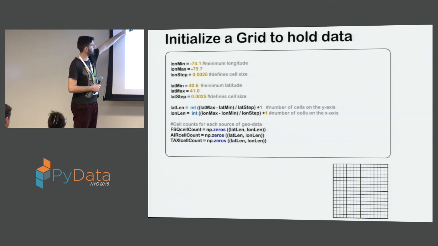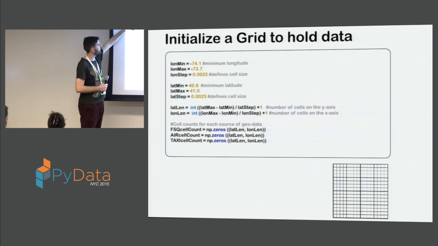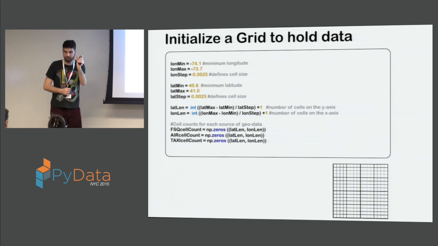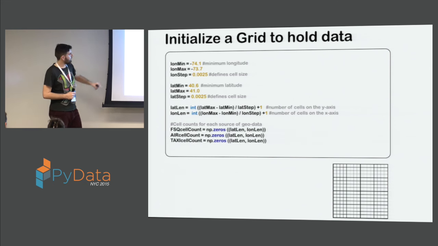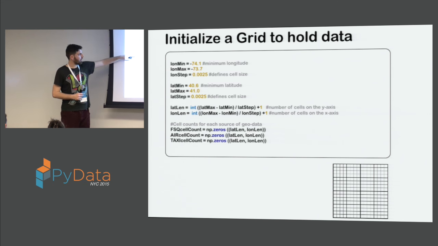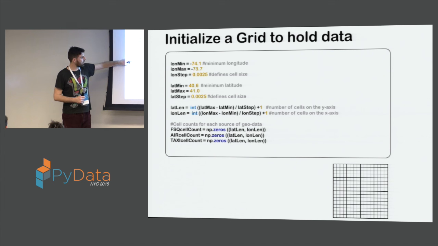So here we initialize a New York grid. That's how you can call it. We have a maximum and minimum longitude. We have a step which specifies the size of the cell. You can have bigger or smaller grid cells. And then we have three NumPy two-dimensional arrays, where we measure the number of Foursquare venue occurrences, Airbnb listings, and number of taxi trips.